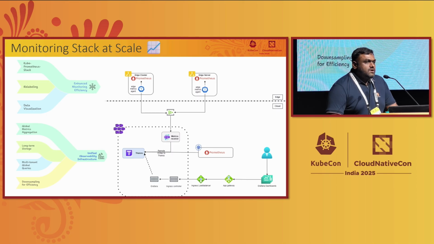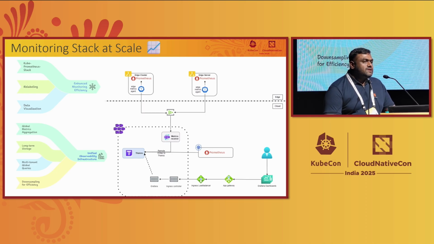Also, since we had a requirement to store the data for quite a long time, we started using the option of downsampling, which helps us aggregate the data, for example into 5-minute or 1-hour aggregates. This also helped us significantly reduce the amount of metrics and measurements we are storing on the cloud side.